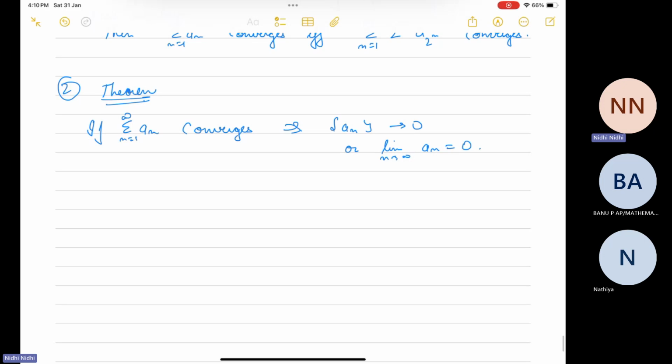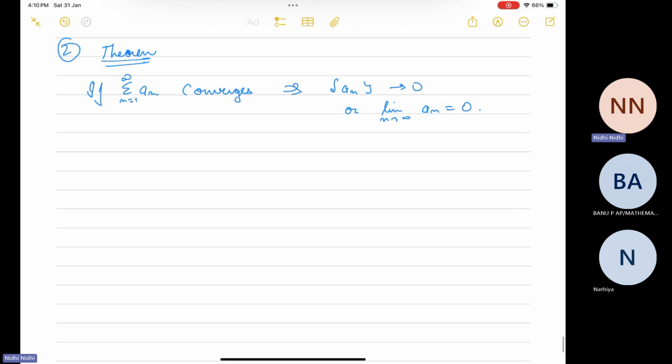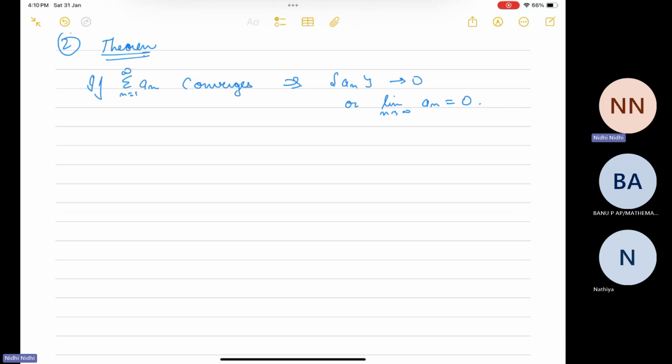I hope the proofs of all these and the theory behind all these things will be done in the class, so I won't be doing that. If you want me to discuss the proofs also, you can let me know. I'll discuss it in the next session. Then we have the comparison test.